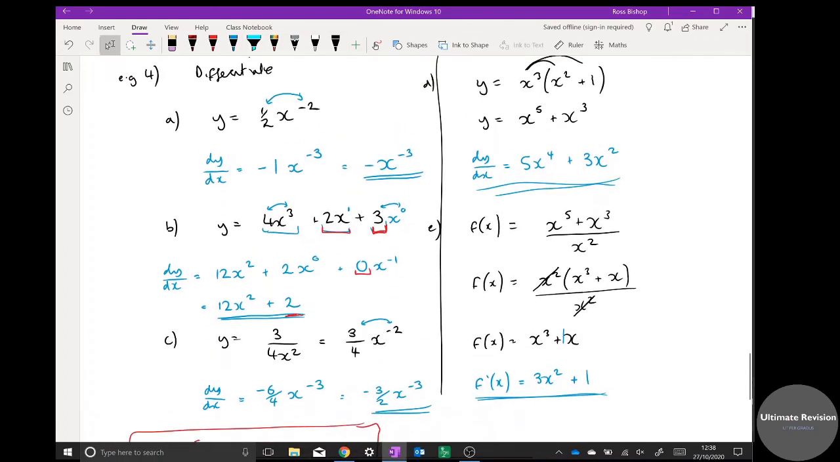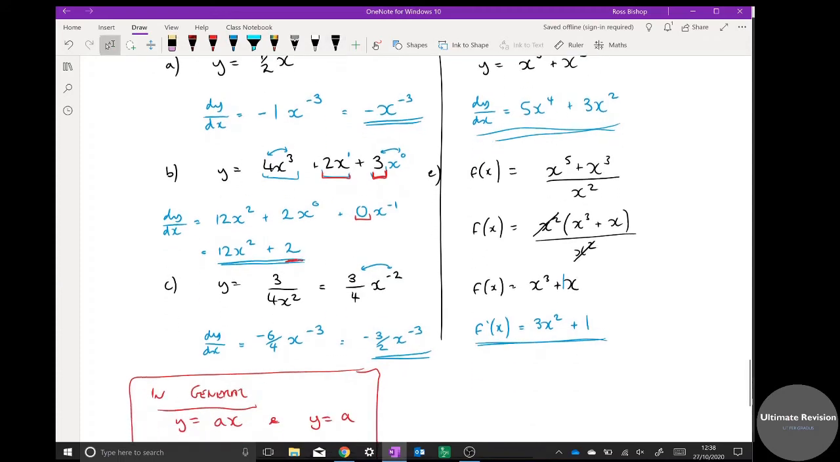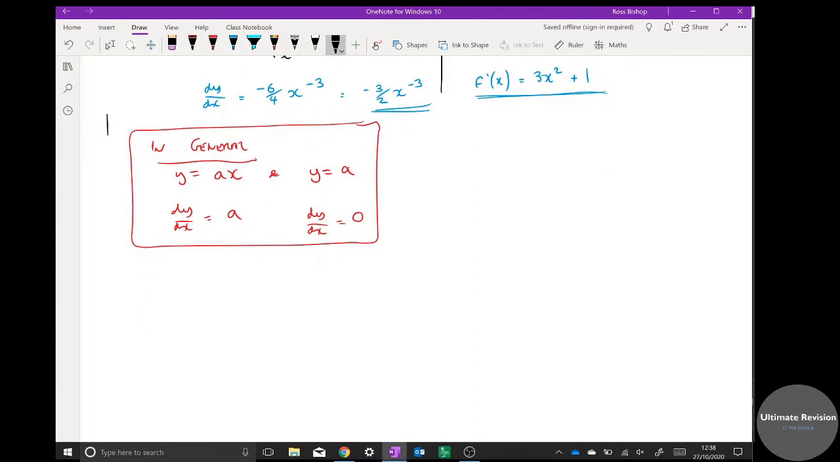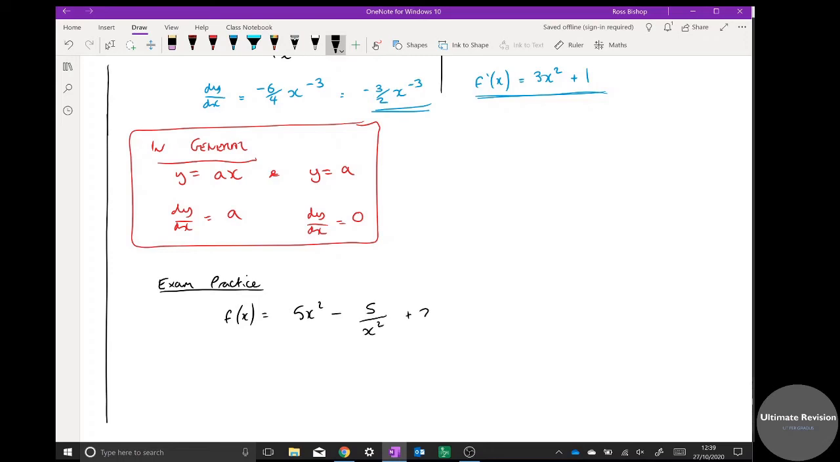Right, all of those could be exam questions. We're going to look at one more example of a sort of exam style question that you might get. And then you're going to do some practice. So let's look at exam practice. Okay, exam practice style questions. You might get something like this. So f(x) equals 5x squared minus 5 over x squared plus 2.